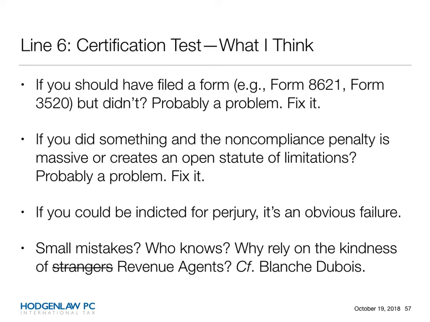Fix it. I also think it's a problem if you did something or didn't do something and the non-compliance penalty is big, big dollar number, or it creates an open statute of limitations. I kind of think that's a signal from Congress saying this is a significant compliance problem, and I think you've got to fix it in order to fix the certification test. And then finally, obviously, if you can be indicted for perjury, that's an obvious problem, so fix that. But small stuff, Streetcar Named Desire, Blanche Dubois, I've always relied on the kindness of strangers. Don't do that. Just fix everything.